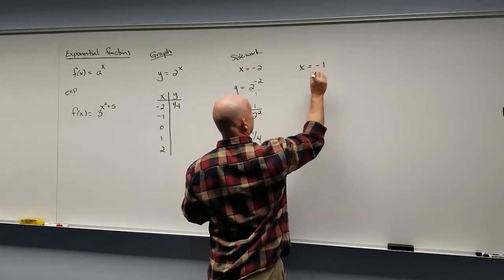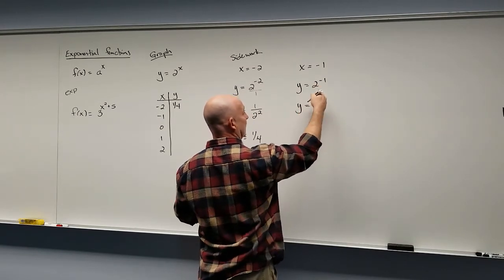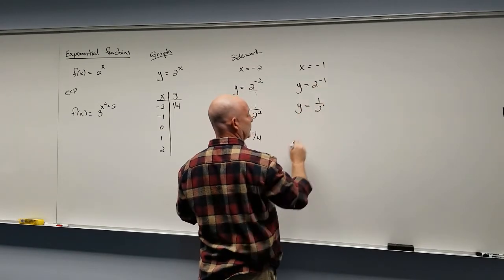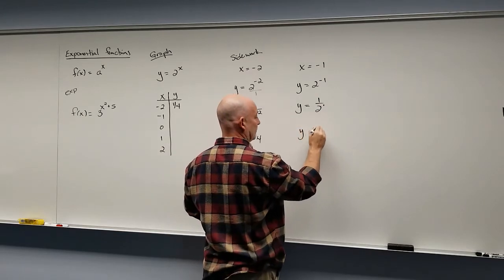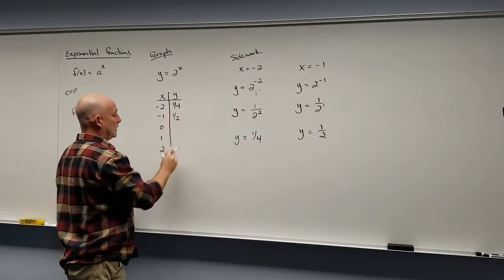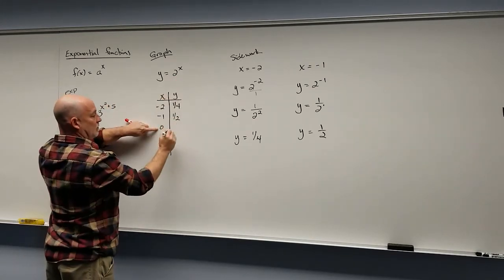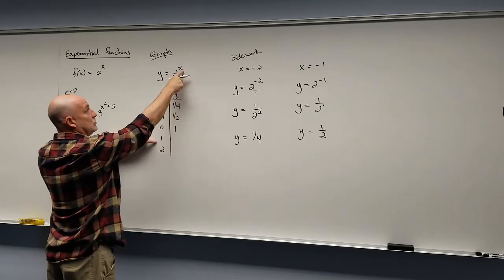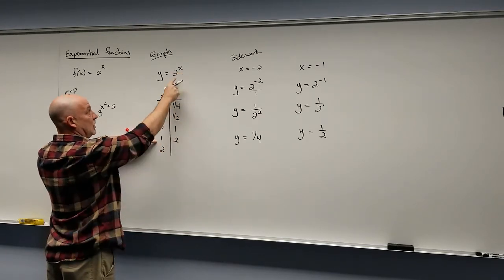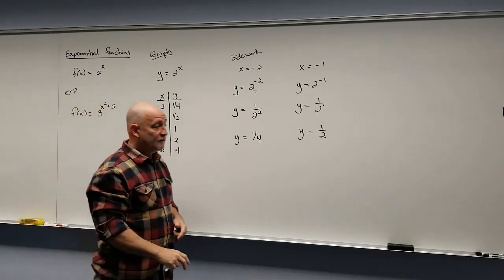All right, if it's -1, we get 2 to the -1 power. Same idea, we can't apply a negative exponent, we need to move that. So our exponent becomes positive, and that is just 1/2. Now the rest of these will probably be pretty easy to do just by looking at it. Anything to the 0 power is 1. 2 to the first would be 2. 2 squared would be 4. All right, we have 5 points up here.